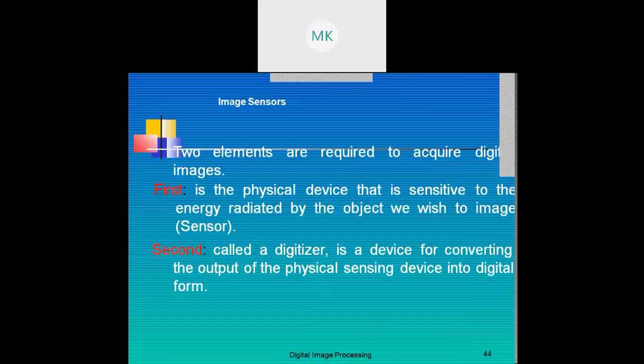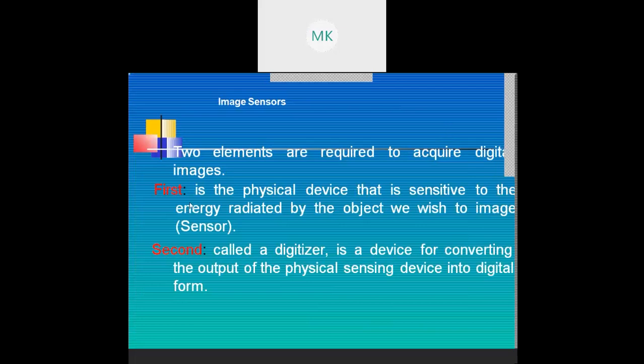So two elements are required in order to acquire the digital image. First is a physical device that is sensitive to the energy radiated by the object we wish to image. Second is called a digitizer, which is a device for converting the output of the physical sensing device into digital form.